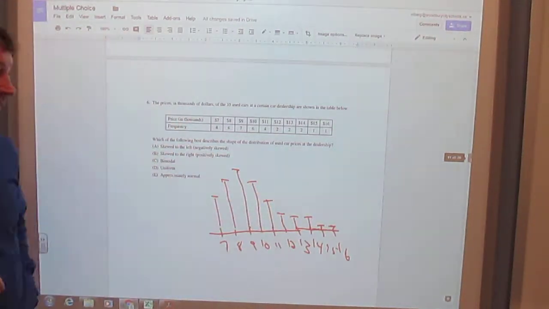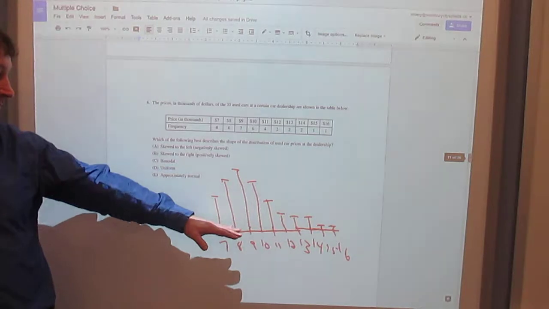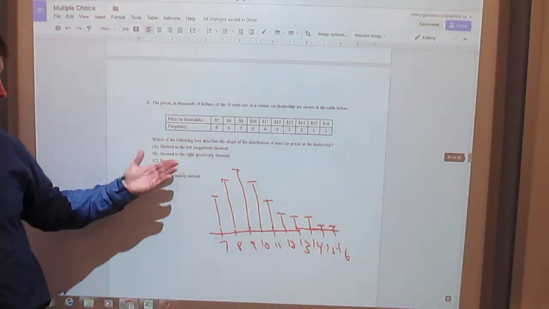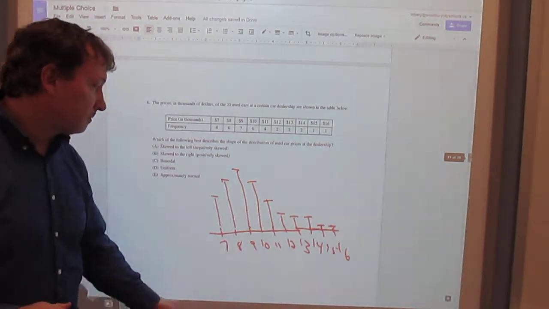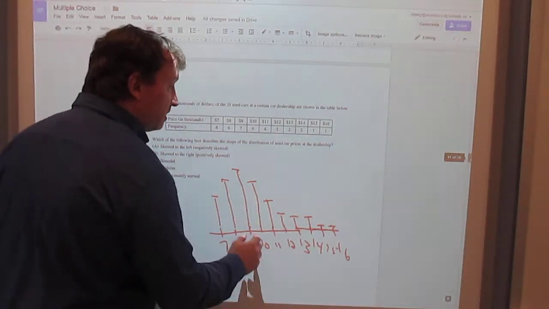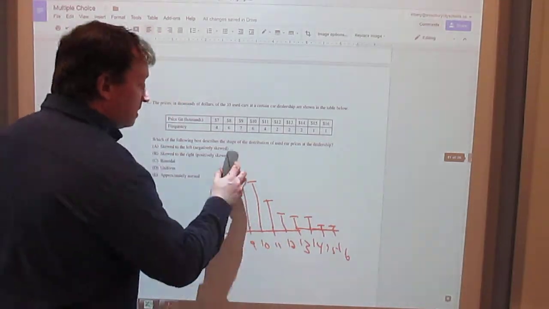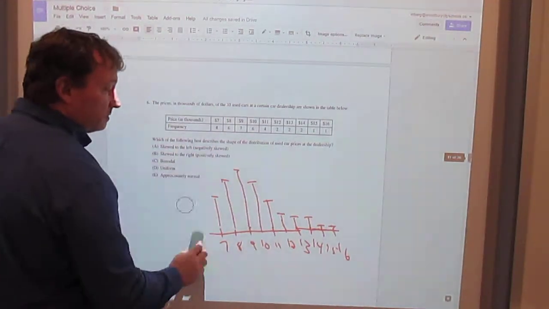Just give myself a quick look at the data and then go through which one of these I think it is. So always, if you can, you don't have to, but sometimes it's just a lot easier if you give yourself a visual.